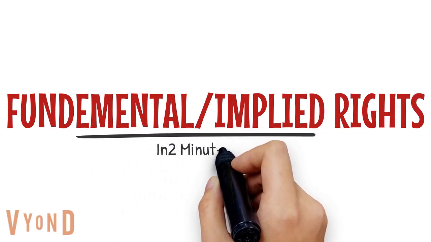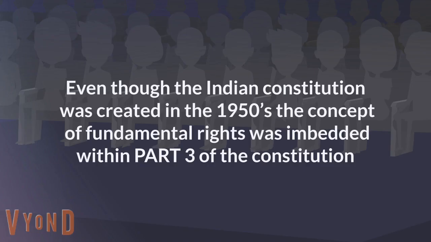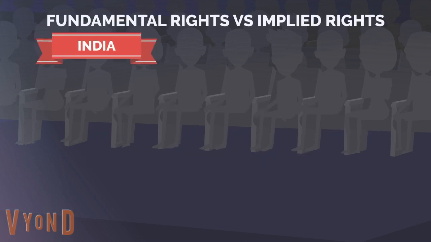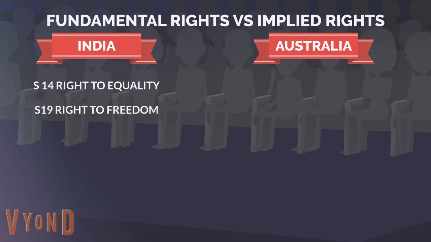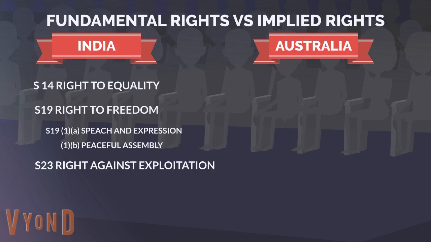Fundamental rights and implied rights in 2 minutes. Even though India's constitution was created in the 1950s, the concept of fundamental rights was embedded within Part 3 of the Constitution. We have India on the left and Australia on the right. In India, some of the fundamental rights are Section 14, the right to equality, Section 19, right to freedom. Section 19 has also 2 subsections of speech and expression and peaceful assembly. There's also Section 23, right against exploitation, and Section 25, right to freedom of religion.